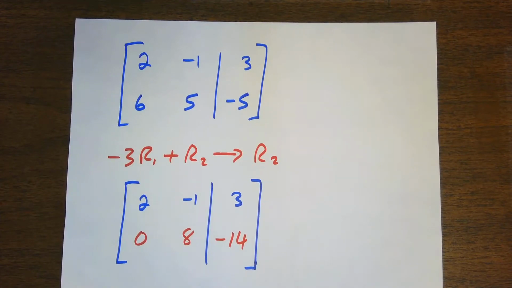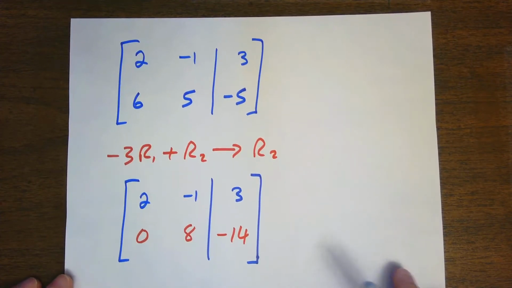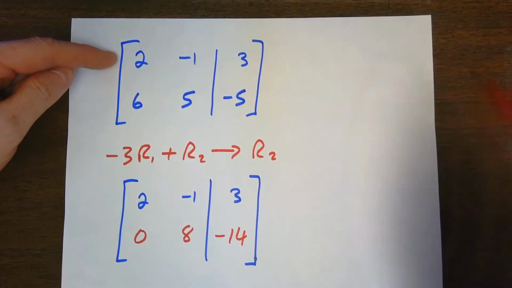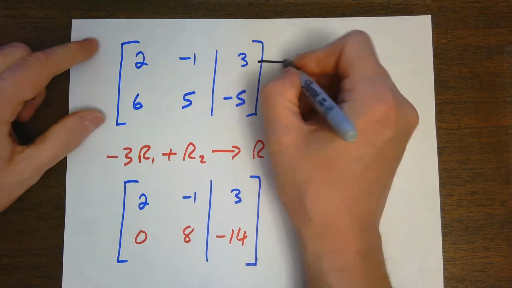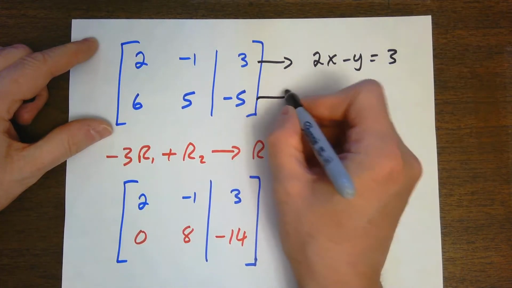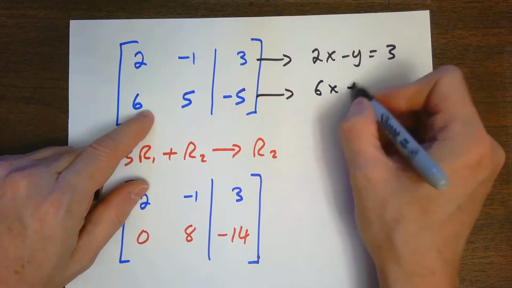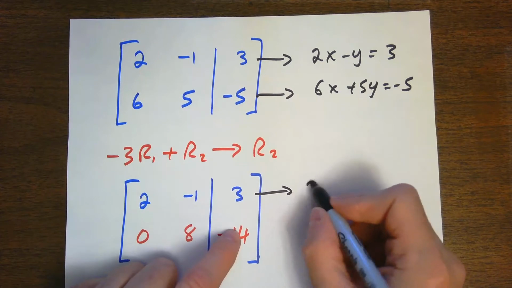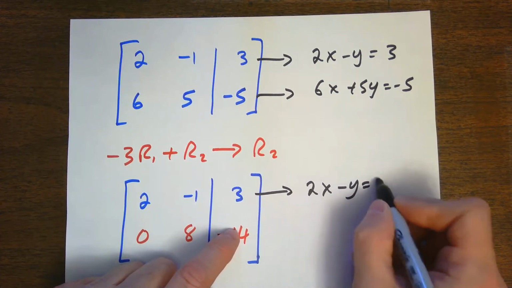All right, now why are we doing this? What's the purpose of this? Well, if I rewrite this as an equation, this is saying 2x minus y is 3. This one is saying 6x plus 5y is negative 5. This one is still saying the same thing: 2x minus y equals 3.